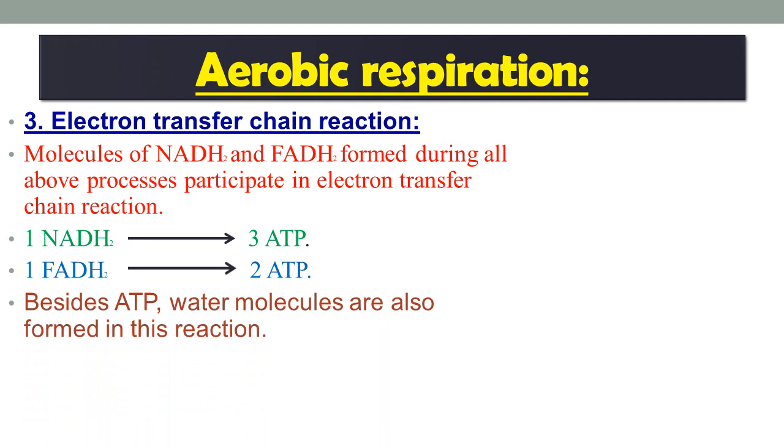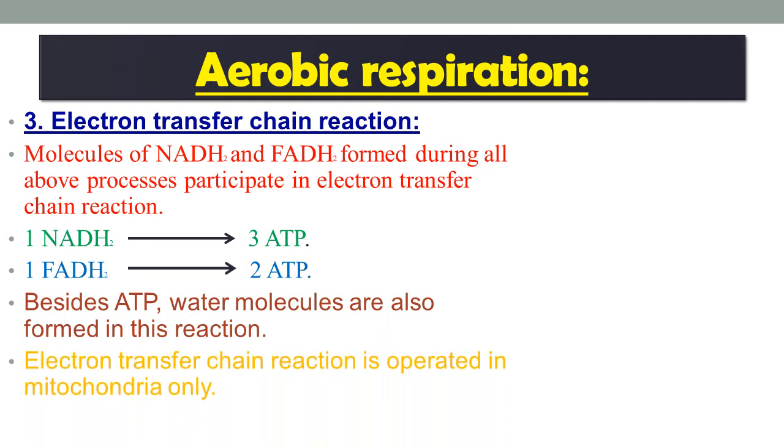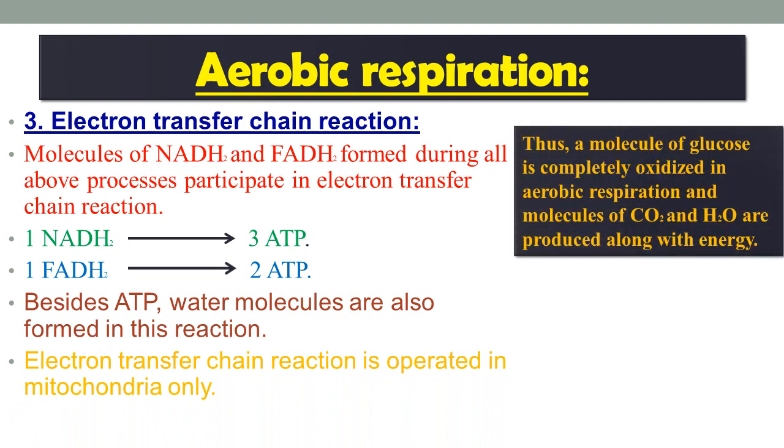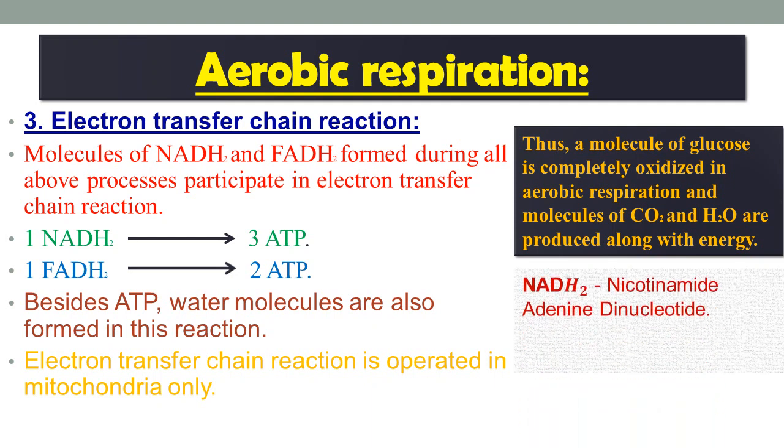The electron transfer chain reaction operates in mitochondria only, and thus a molecule of glucose is completely oxidized in aerobic respiration, that means in the presence of oxygen, and carbon dioxide and water are produced along with energy. Now, energy in the form of ATP molecules. Alright, so NADH2 full form is nicotinamide adenine dinucleotide, and FADH2 means flavin adenine dinucleotide. So this also you have to remember.